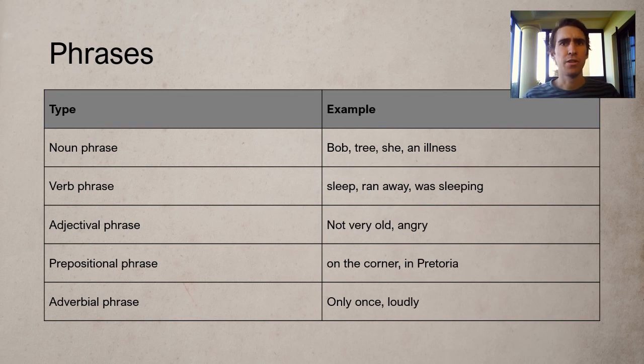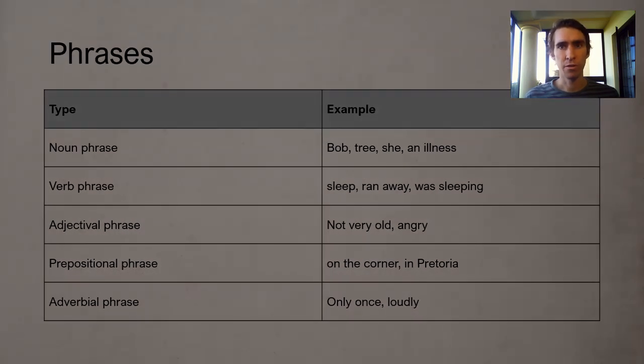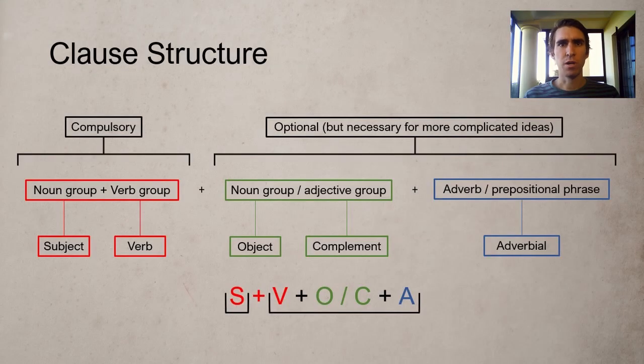Now, by putting different phrases together, you're able to form a clause. But as I've already mentioned, each phrase has a specific function in a clause, in a sentence. And so here I've got a diagram of a basic sentence, or basic clause rather. This is the structure of a basic clause or a simple sentence. And it goes like this.